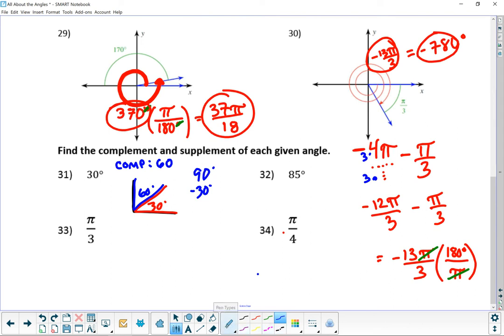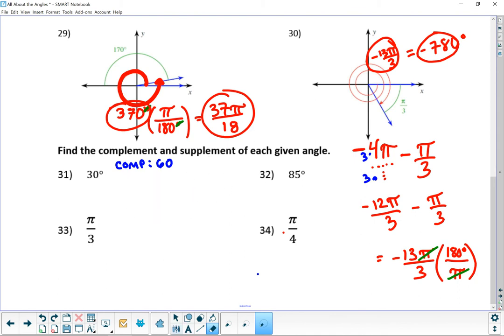Right? And in the case of supplementary, right? And again, this is what it looks like. Supplementary is 180 degrees. So far I have 30 degrees. Okay. How much more do I need until I get 180 degrees? Right? So the supplement.